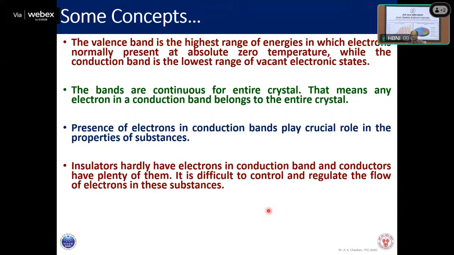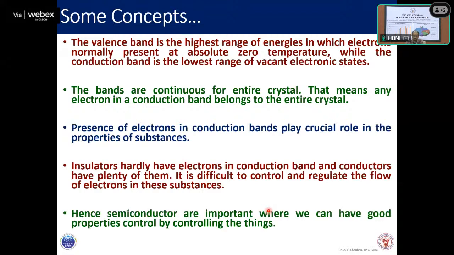On the other hand, in metals, the conduction band and valence band overlap, so all the electrons are ready to move and there are a large number of electrons available. Because in one case there is hardly any electron and in the other plenty of electrons, it is very difficult to regulate and control the flow. Flow is possible, but regulation is not possible inside these substances. Therefore semiconductors are very important, where we can have good property control by controlling many things.